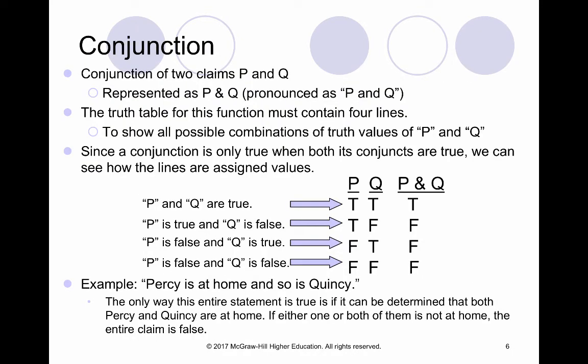A conjunction is made up of two smaller claims, usually linked together with the word and represented by an ampersand. A truth table for a conjunction has to show all the possible combinations of truth values of its claims.